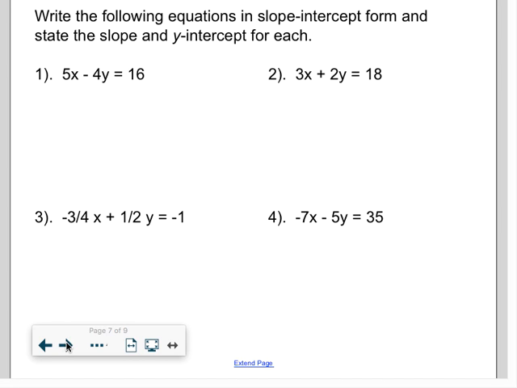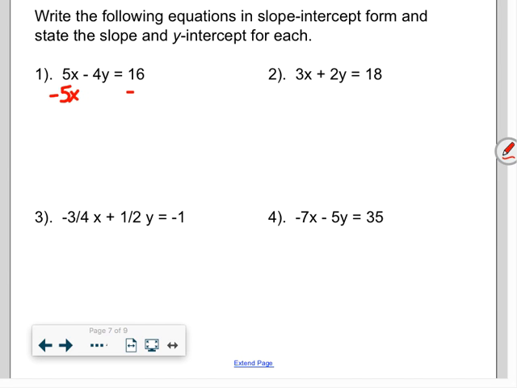So there's always a method to my madness. Every time we're doing something, I am trying to make your life easier. I'm trying to make this easier for you to understand, okay? So, I'm going to do number 1 with you, then I want you to try 2, 3, and 4 on your own. So, let me guide you here.